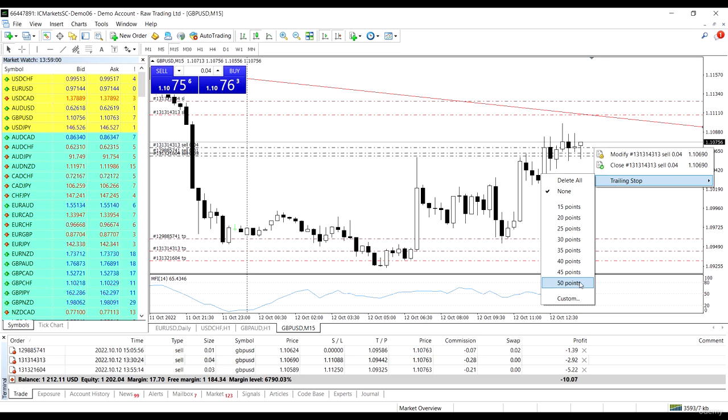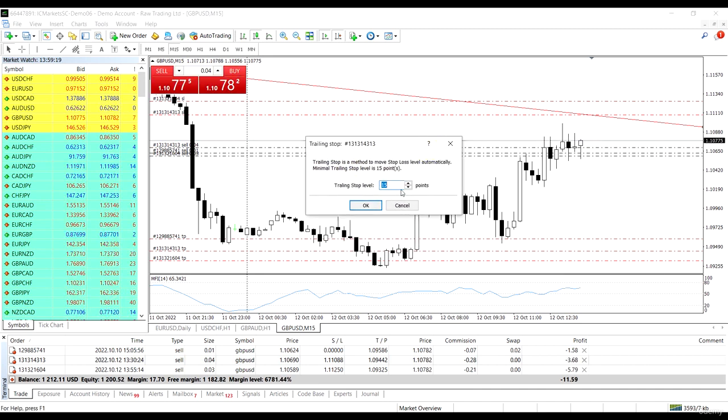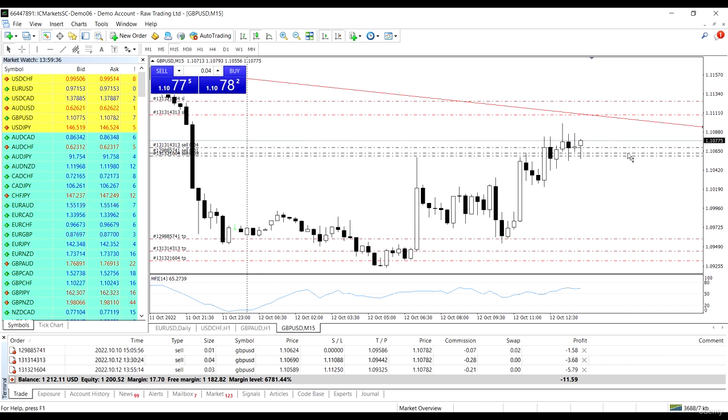Remember we spoke about points and how to convert them to pips. You know that 50 points is 5 pips, so 45 points is 4.5 pips, 40 points is 4 pips, and so on. You can also choose a custom value where you specify the amount of pips or points you want. You know that there are 100 points in 10 pips, so if you choose 100 points, it means it's going to trail by 10 pips. So that's how the trailing stop works.